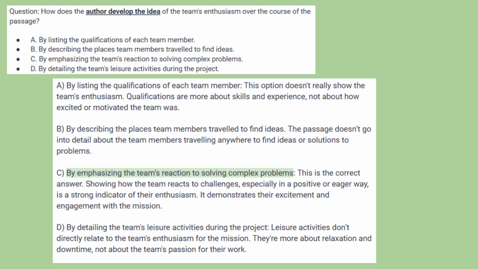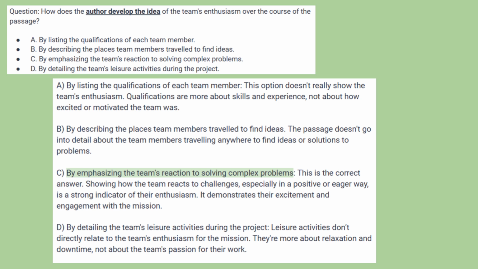A said by listing the qualifications of each team member. And this option doesn't really show how the team is enthusiastic. Qualifications are more about skills and experience that team members or workers have, not about how excited or motivated that team member was. B was incorrect. It said by describing the places team members traveled to find ideas. It doesn't really talk anywhere in the excerpt or in the article about team members traveling places to find ideas, so that one is incorrect.